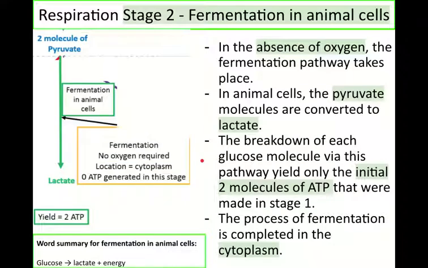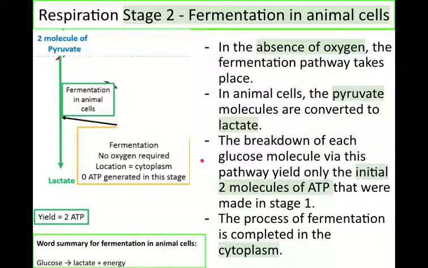So in the absence of oxygen, after stage 1, where glucose was broken down into 2 pyruvate molecules, fermentation takes place. In animal cells, the pyruvate molecules are converted into a substance called lactate, and this second stage doesn't make any ATP. We say the overall yield of ATP from fermentation in animal cells is 2 because we still have the 2 that we created in that first stage. So this process produces only 2 ATP in total, which is much less than the many ATP that we produced in aerobic respiration. This is why cells do not want to do this process if possible.